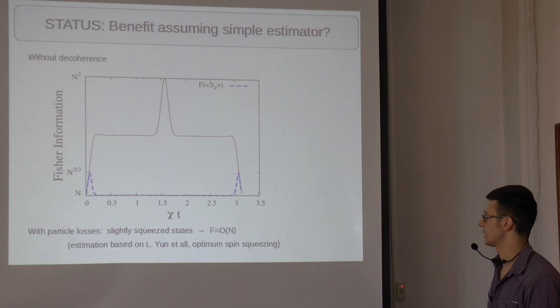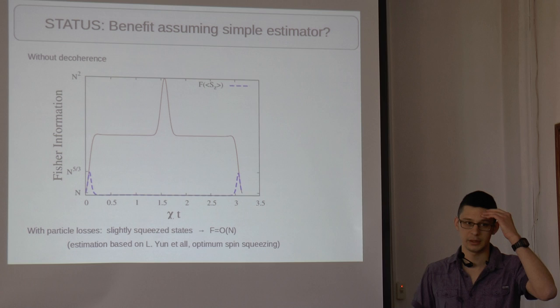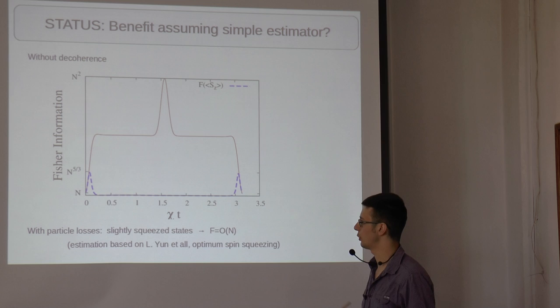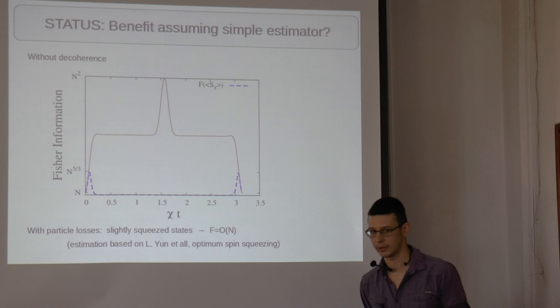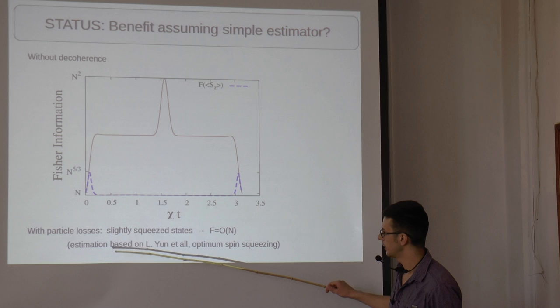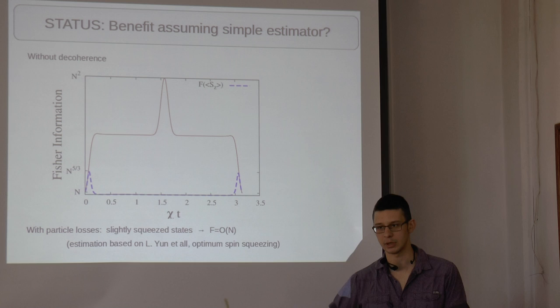Then one can ask the question, what would be the best state if you include losses? Because we know that these are squeezed states, then we have to find how squeezing changes with losses. And then it turned out, from the paper of Alicia Sinatra, actually, that once the losses are included, there are some limits on the best possible squeezing. So as a result, in the limit of a large number of atoms, it is actually best to have just slightly squeezed states. So the benefit from this quantum correlation in the limit of a large number of atoms will be very, very small.